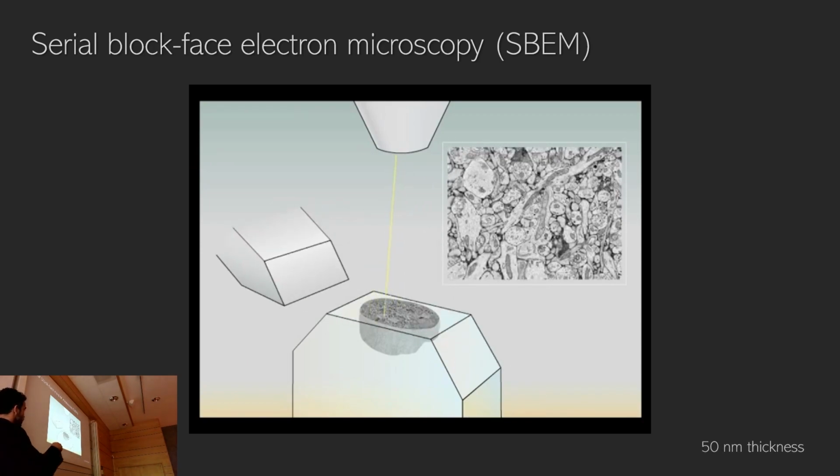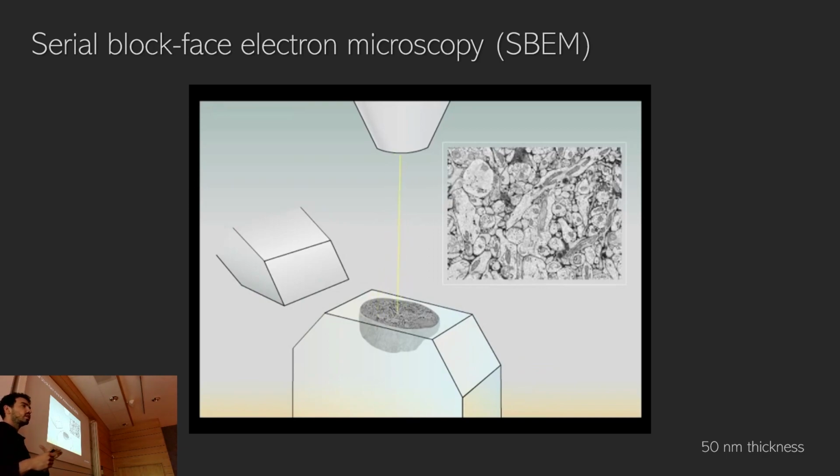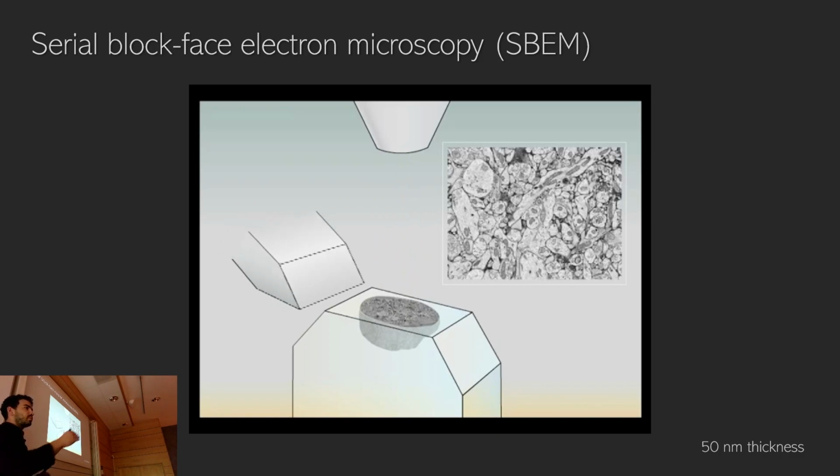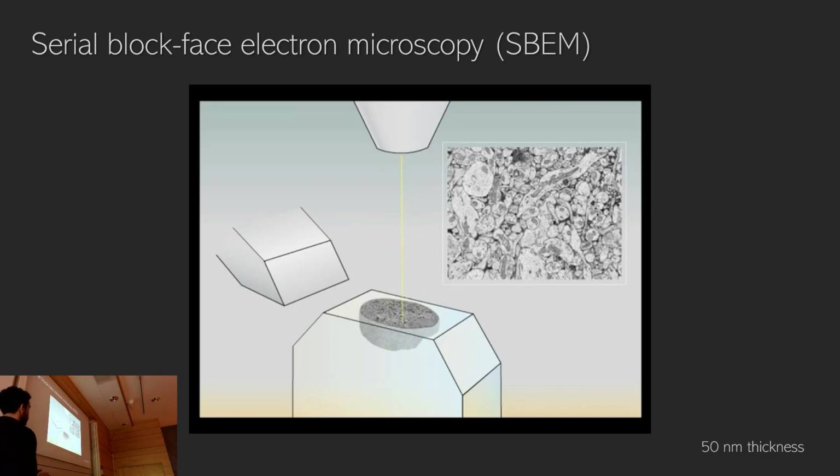The idea is that we can then shoot an electron beam at the surface of the block, scan our image, and then we can have a diamond knife that comes and automatically cuts a thin slice off of the top. If we repeat this process over and over again, we acquire images at different levels of depth in our sample. And we can acquire an image stack that represents our region in 3D.